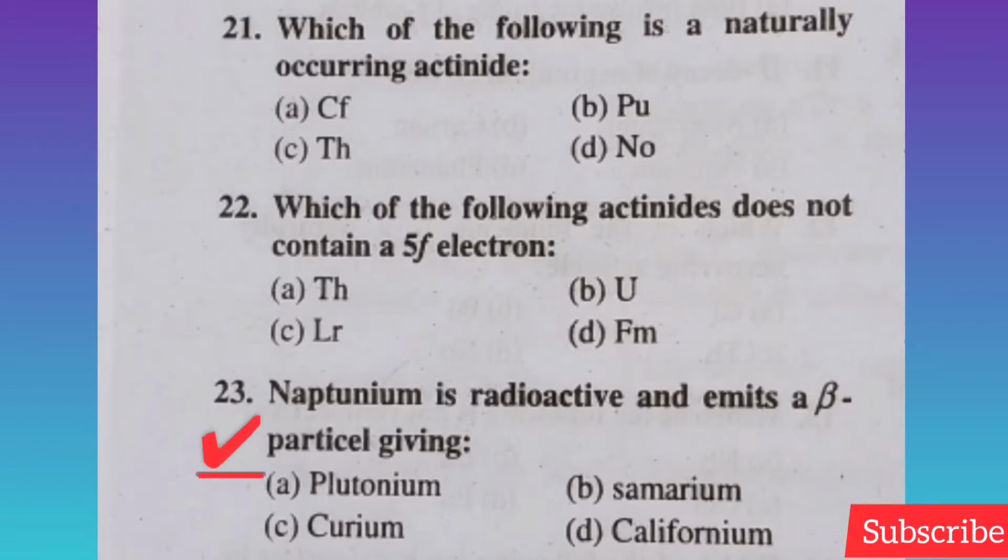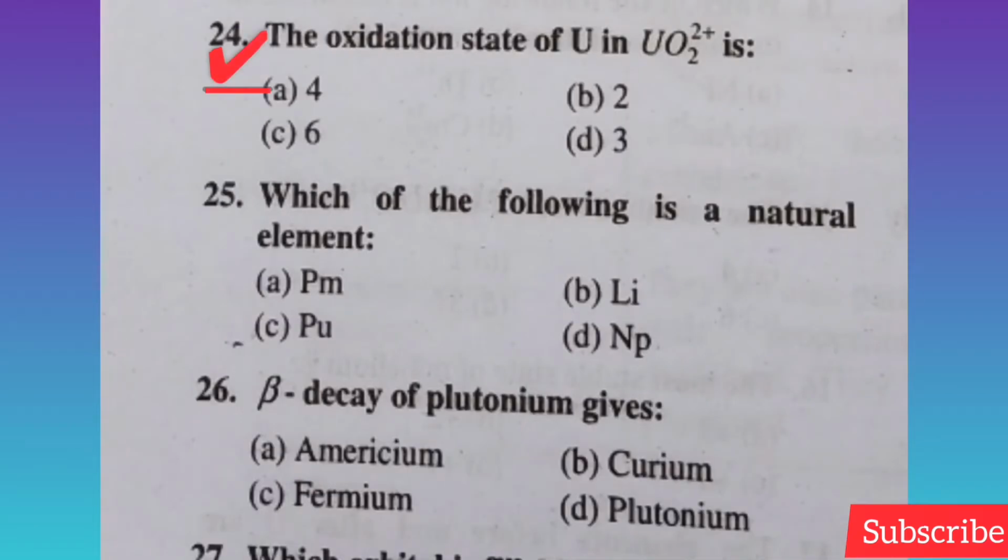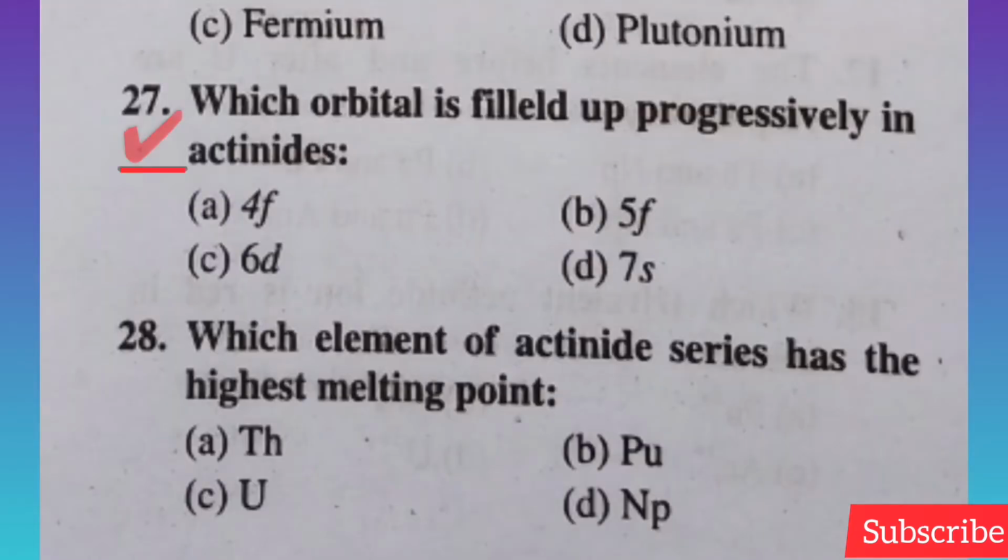नेक्स्ट क्वेश्चन है, नेपटूनियम इज रेडियोएक्टिव एंड emits a beta particle giving. ऑप्शन ए इज करेक्ट. नेक्स्ट क्वेश्चन है, द ऑक्सीडेशन स्टेट ऑफ U in UO2 positive. In this question option C is correct. नेक्स्ट क्वेश्चन है, which of the following is a natural element. ऑप्शन B is correct. यहाँ पे लिथियम La Lu भी हो सकता था. नेक्स्ट क्वेश्चन है, बीटा डिके ऑफ प्लूटोनियम गिव्स. ऑप्शन A is correct. नेक्स्ट क्वेश्चन है, which orbital is filled up progressively in actinides. ऑप्शन D is correct, 5f.